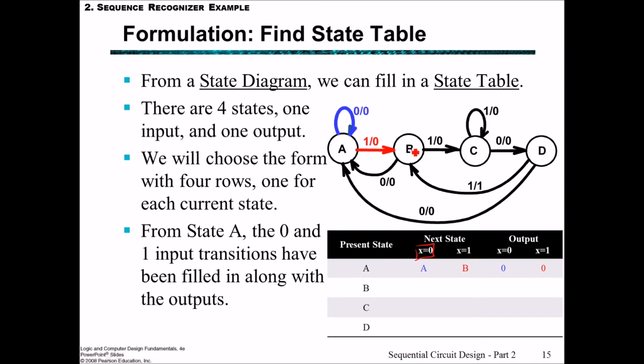If we're in B and we get x equaling 0, then what happens? Then we move from state B back to state A. If we're in C and we get a 0, then we move from C to D. If we're in D and we get a 0, we move all the way back to state A. If we're in B and we get a 1, we move to C. If we're in C and we get a 1, then we stay in C. And if we're in D and we get a 1, then we move back to B.